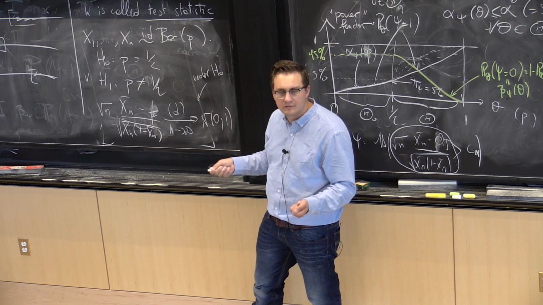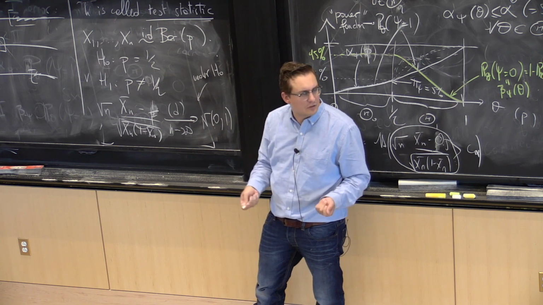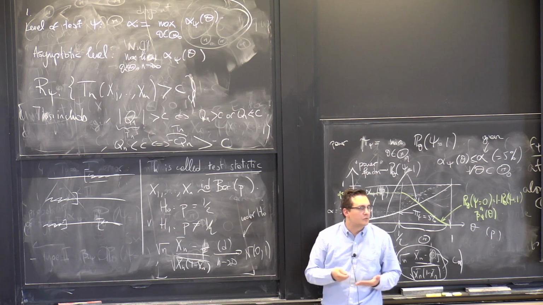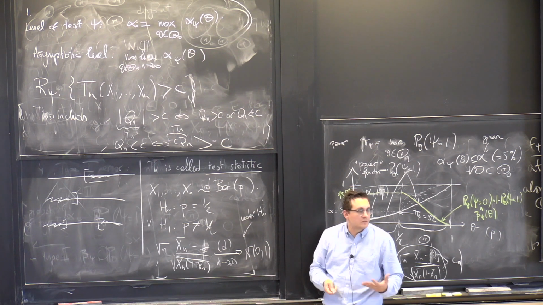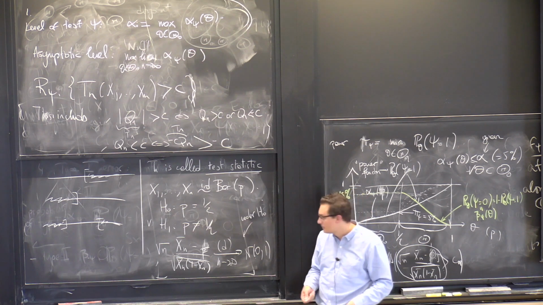It's called pivotal, right? I think we've mentioned that before. Pivotal means it does not depend on anything that you don't know. And maybe it's easy to compute those things. Probably, typically, you need a computer to simulate them for you because computing probabilities for Gaussians is not an easy thing. We don't know how to solve those integrals exactly. We have to do it numerically.